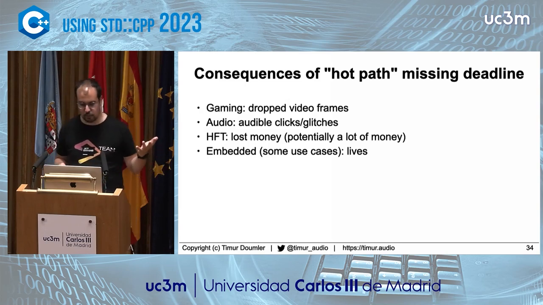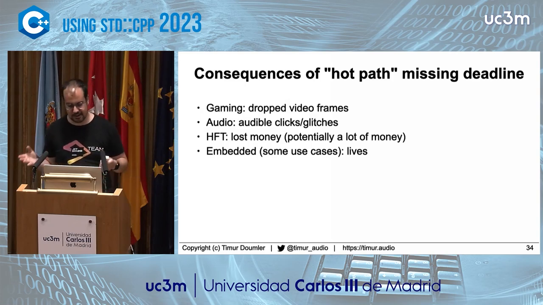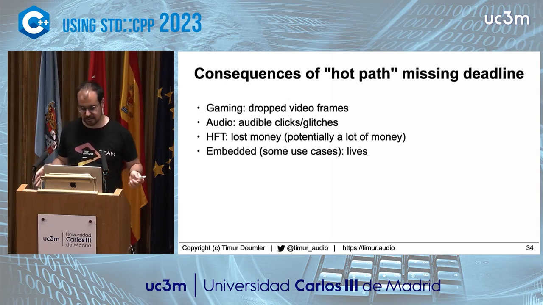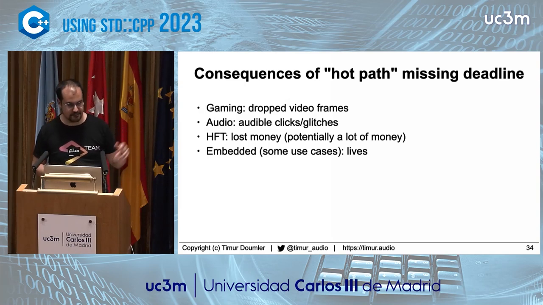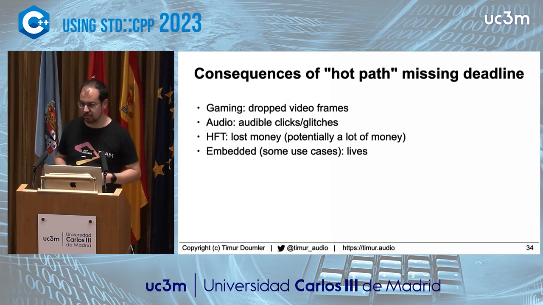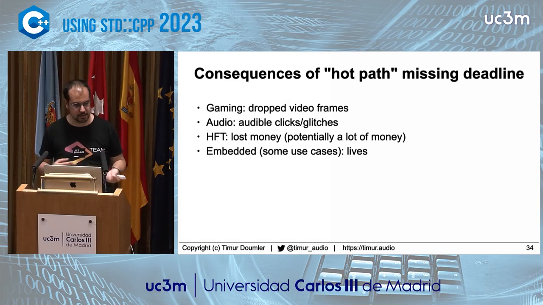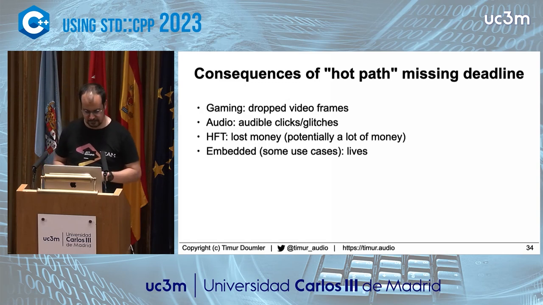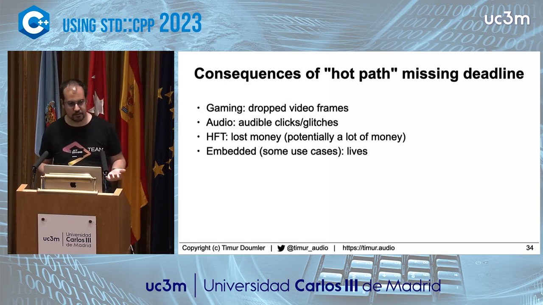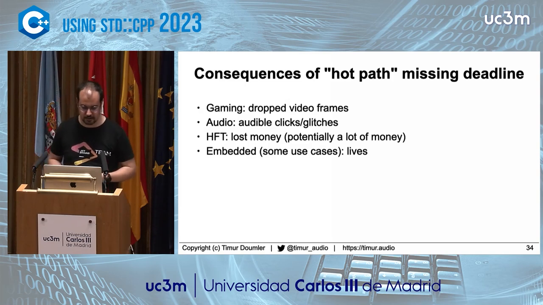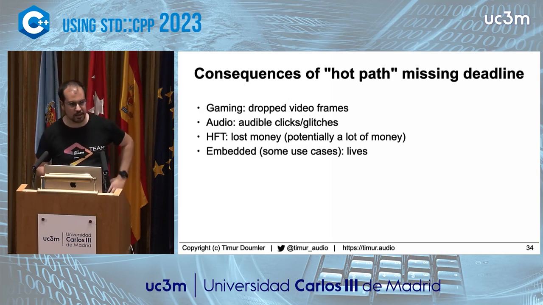It gets progressively worse as you get down this list. If you're doing trading and you're not as fast as the competition, you can lose a lot of money. And then finally, if you're in some of the embedded systems, where you do something like medical or maybe military applications, people can die if your system is not fast enough. So it's really something worth thinking about: what are the consequences of missing your deadline, and how important is it to stick to our real-time constraints?